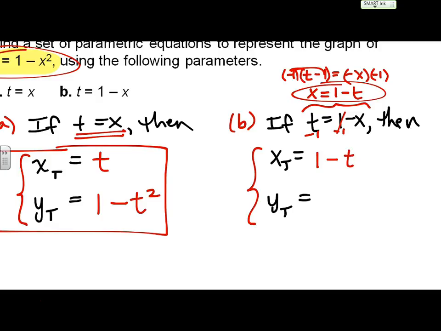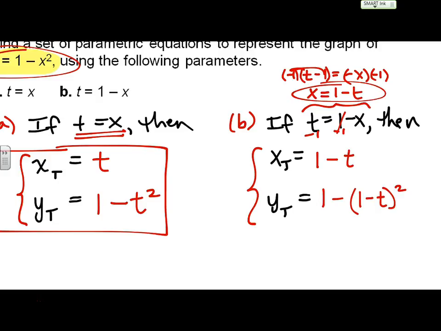And how do we get the y equation again? Look at the side. y equals 1 minus x squared. So you have x, so what are you going to do with it? Plug it in. Yeah, substitution, that's 4 now.